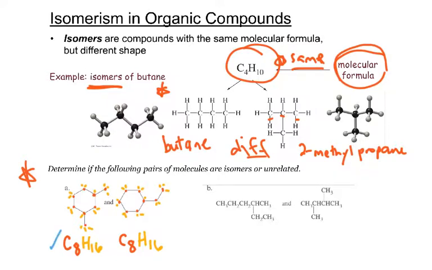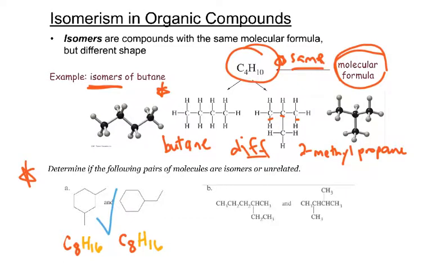Yes, they do. If I erase some of my dash marks here, the first one is a 6-carbon ring with 2 different methyl groups coming off of it. And the second one is a 6-carbon ring with 1 ethyl group coming off of it. Those are different. They would have different names. They're different molecules. So these are isomers. Check. They have the same molecular formula and they have different structures.